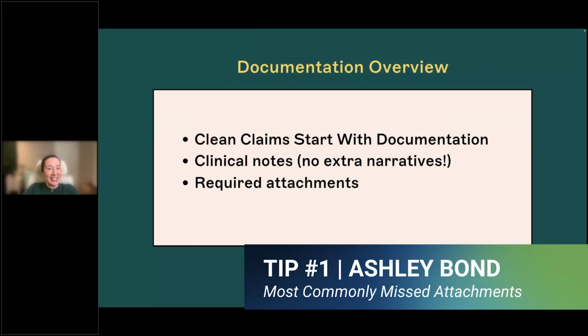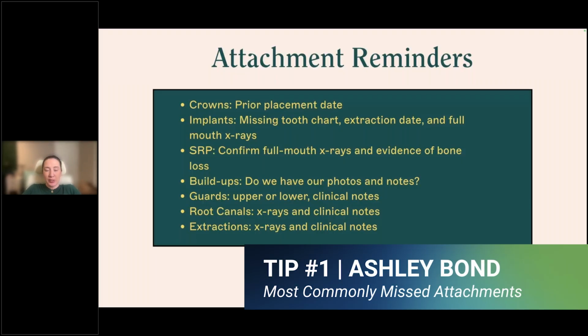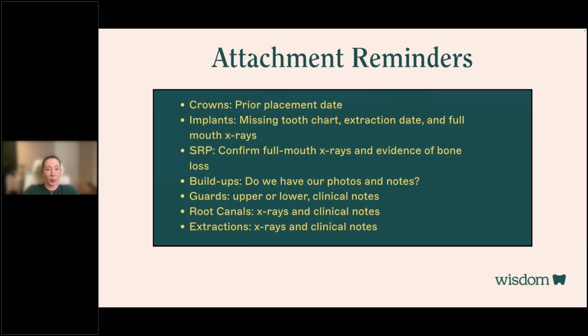So let's talk about attachment reminders. Here are the most, I would say, from seeing hundreds of offices, what is most commonly missed when it comes to attachments or that causes claim denials or resubmissions that need to happen or just delayed payments: these specific procedure codes. But of course, there's more beyond that. But these are the main ones that we see.